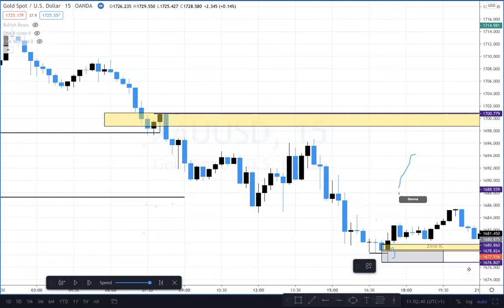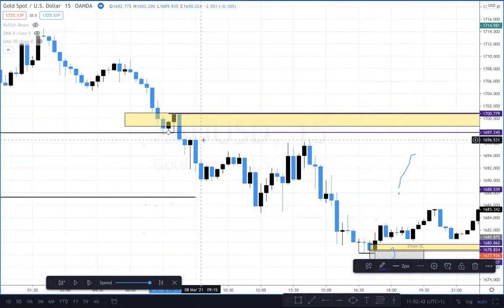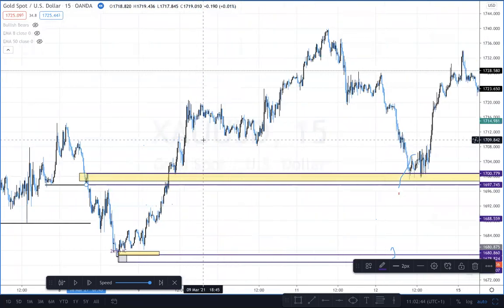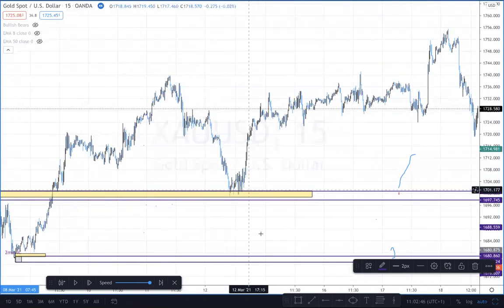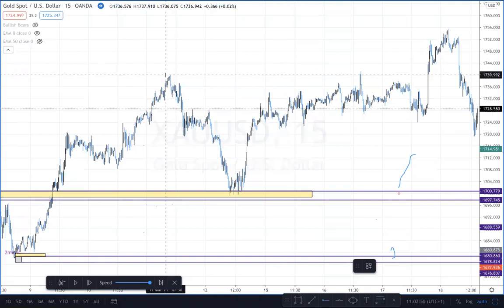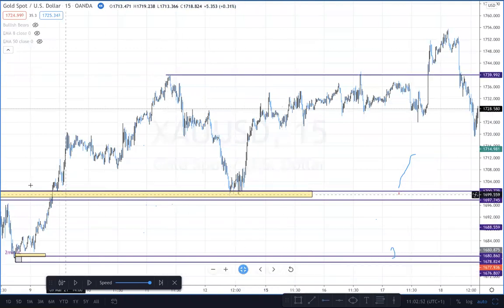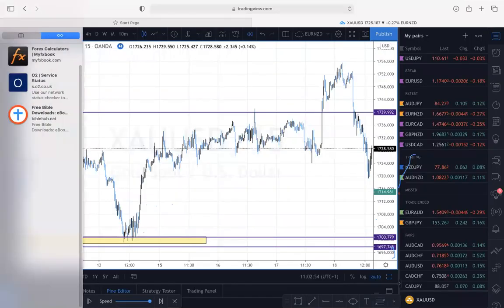Entry there, stop loss there. Target there. So this is how your setup is going to look like.